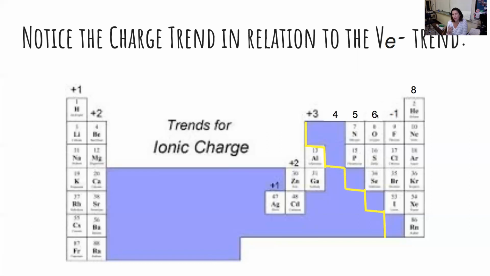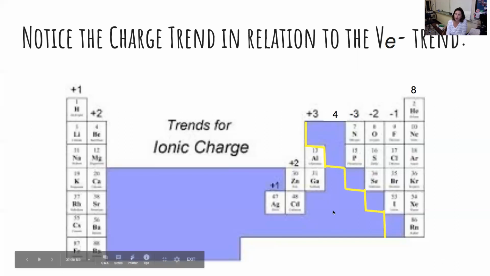Oxygen and everything down, they need 2 to fill their outermost shell. So they're going to gain 2 electrons to fill that outermost shell, 2 negatively charged things. Nitrogen and phosphorus, they're going to gain 3 in order to fill their outermost shell.